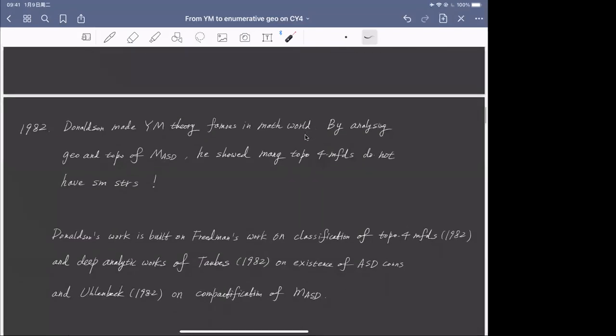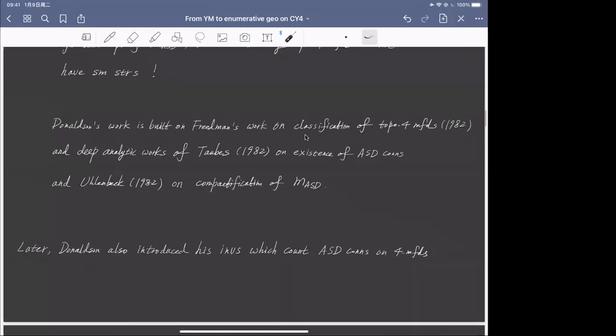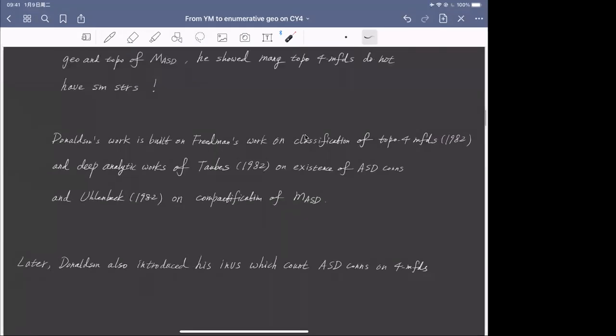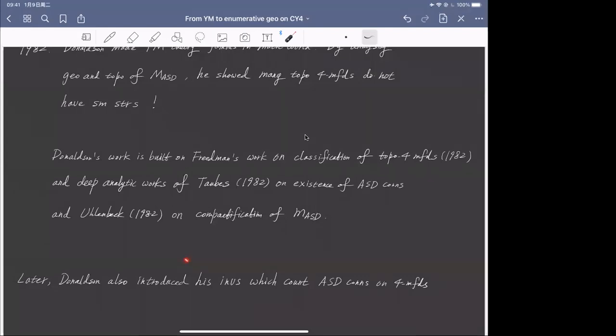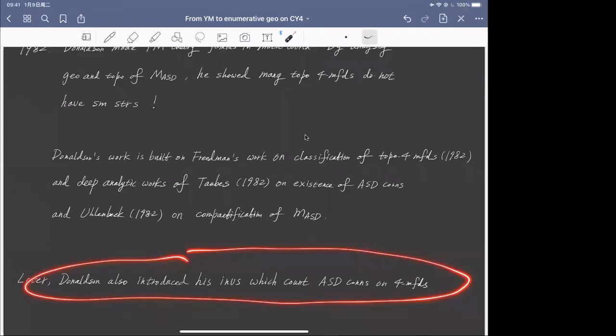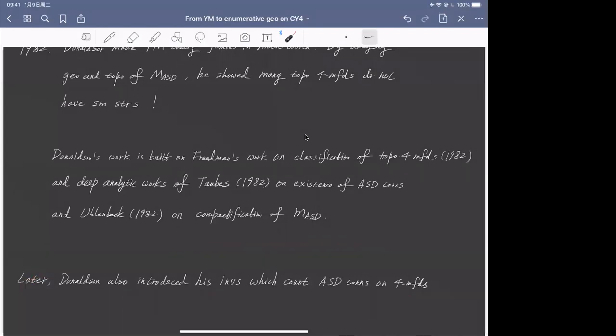So, final words about 4 dimensions: later Donaldson also introduced his famous invariants called Donaldson invariants, which, naively speaking, count the number of anti-self-dual connections on 4-manifolds. I will mention this later when we come to Calabi-Yau fourfolds.